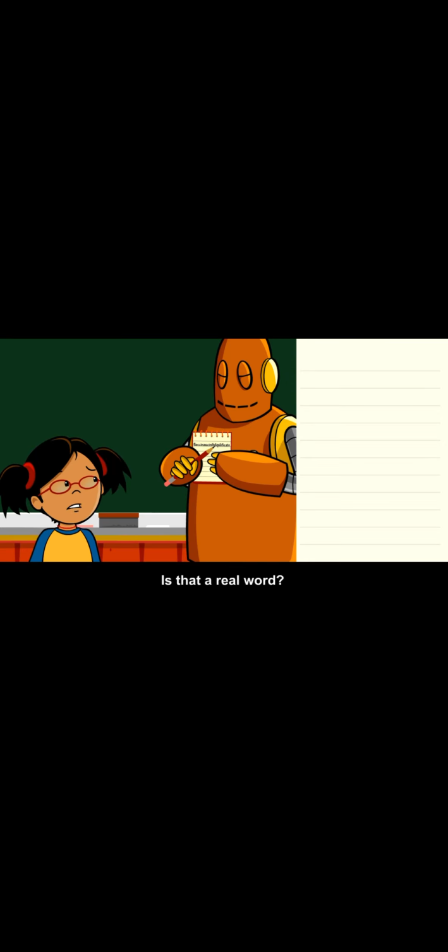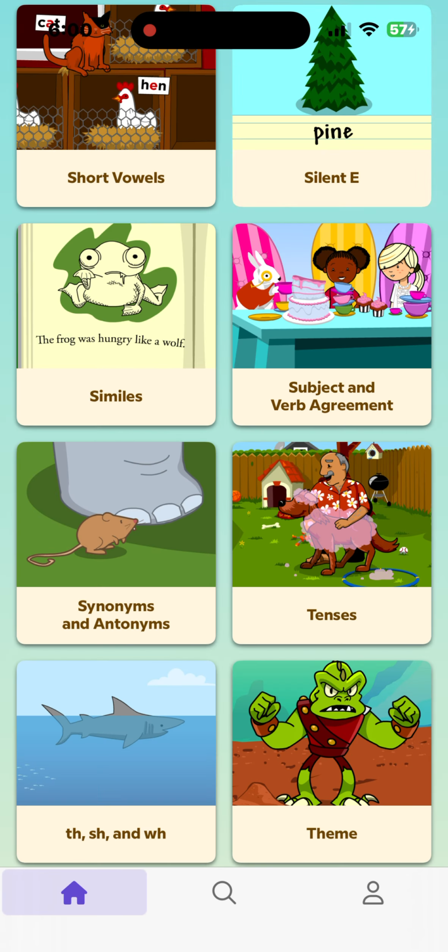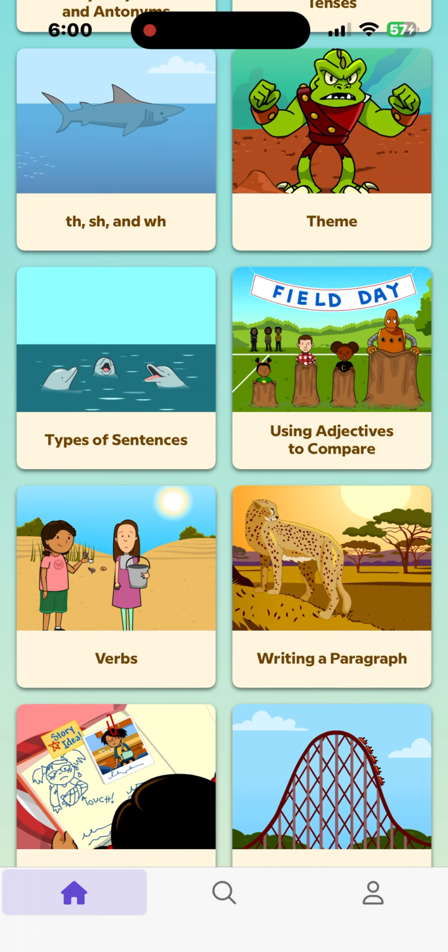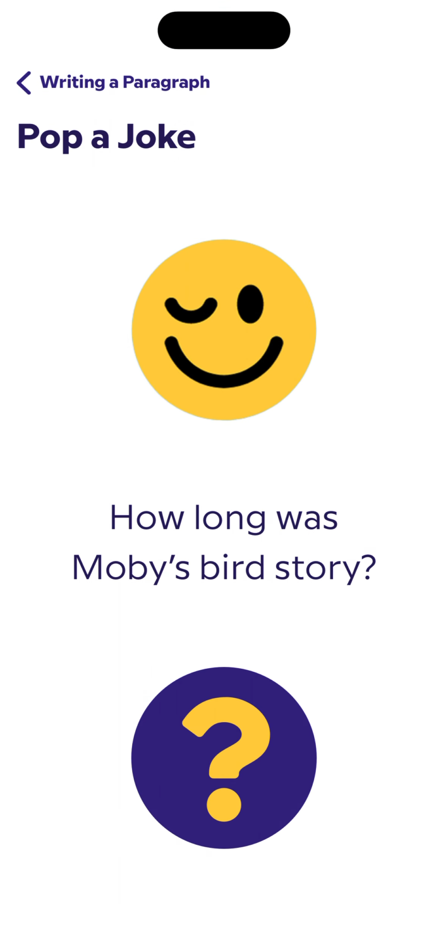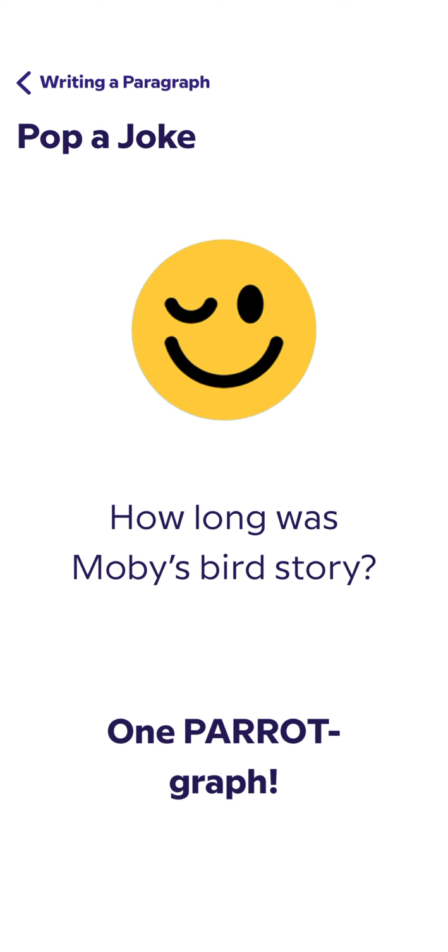Is that a real word? Are you sure? How long was Moby's bird story? 1 paragraph.